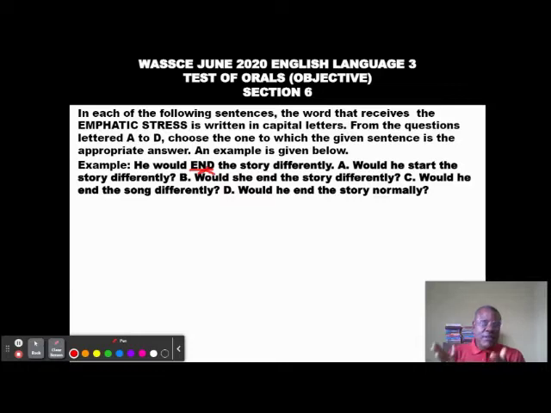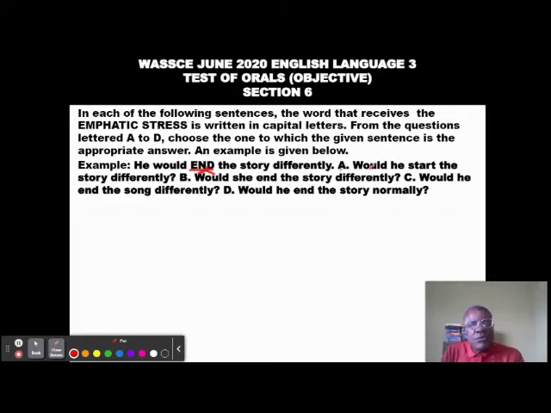So the emphasis is on end, and this presupposes that there is an argument or a contrary statement or a question raised as to whether he would start the story differently. And then the answer is no. He would not start the story differently. Rather, he would end the story differently. So that is how emphatic stress works.